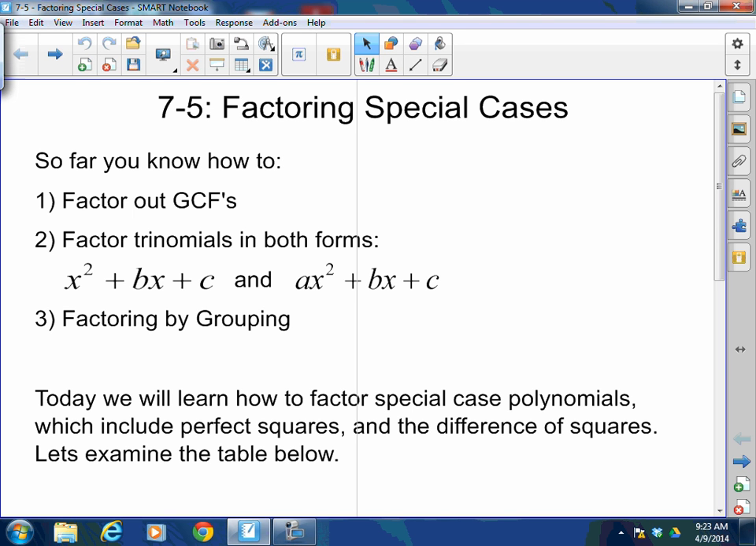Today we are going to continue with factoring polynomials. And today we're going to talk about factoring special cases. So far, what have we learned?